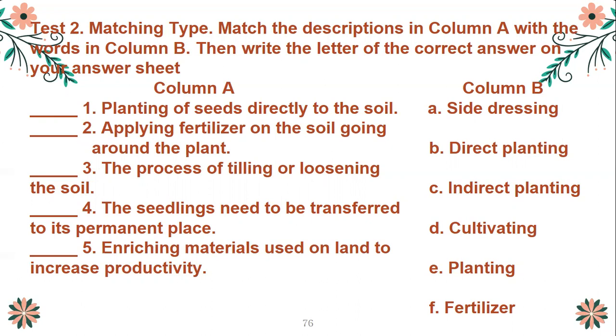So let's check. For number 1, the answer is direct planting, B. Number 2, it is A, side dressing. Number 3, D, cultivating. Number 4, C, indirect planting. And number 5, you have F, fertilizer. Good job, kids.